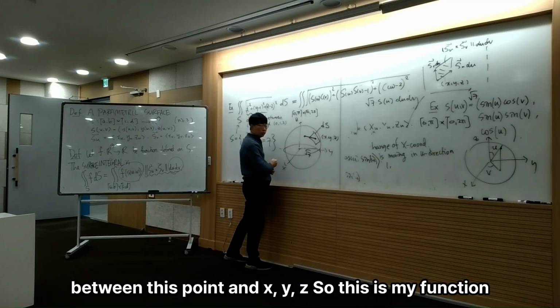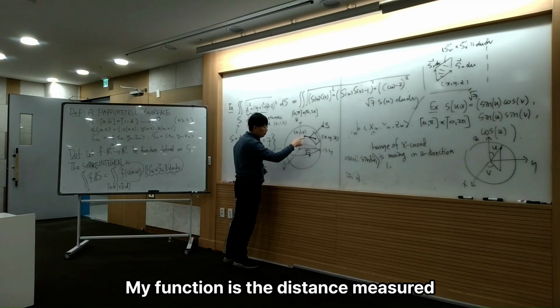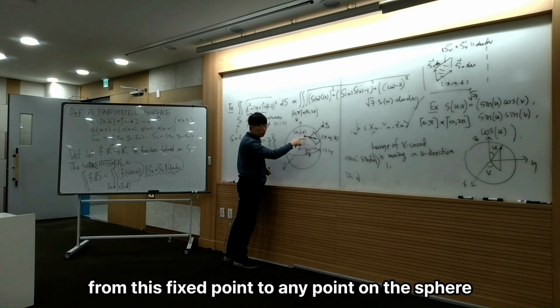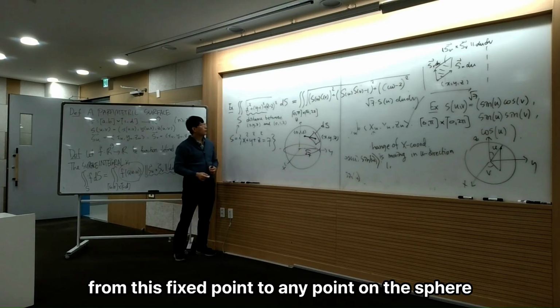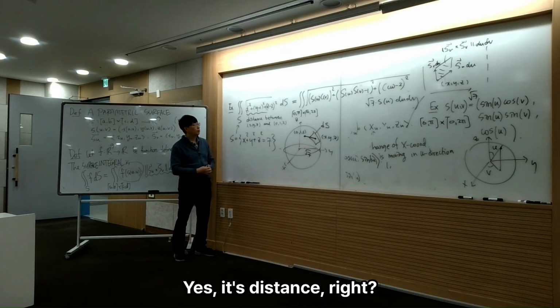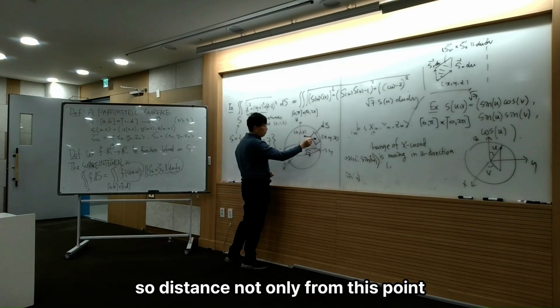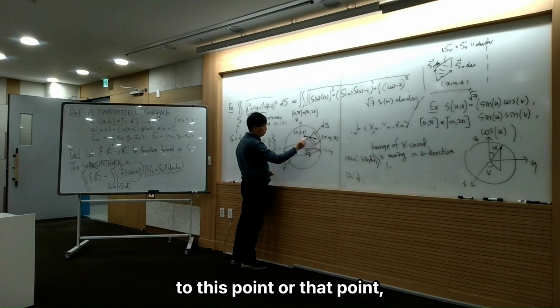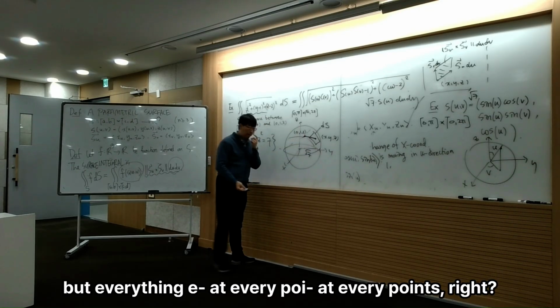So this is my function. This 0, 1, 2 is fixed. My function is the distance measured from this fixed point to any point on the sphere. Yes, it's distance, right? So I'm doing this for every point on the sphere. So distance not only from this point to this point or that point, but at every point, right?